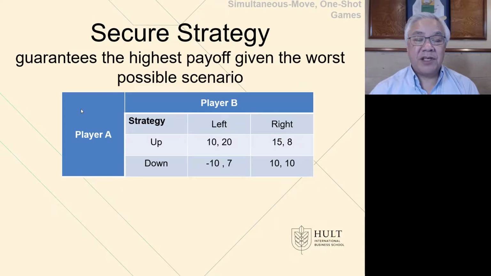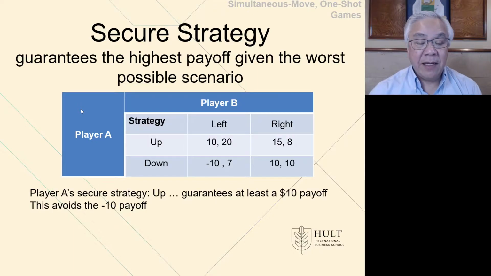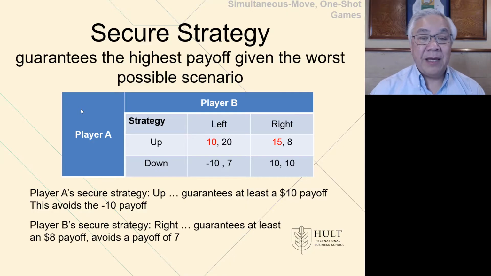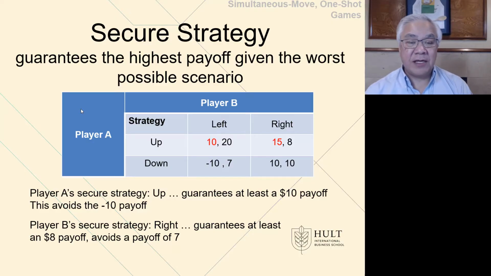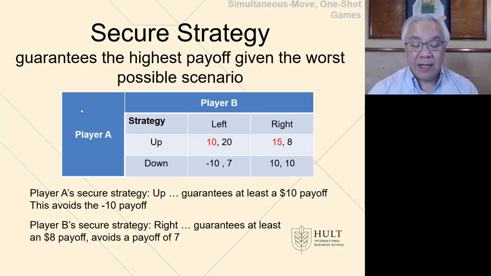Then there's the idea of a secure strategy. This guarantees the highest payoff given the worst possible scenarios. Here, player A has a secure strategy, up. So it guarantees at least a 10 payoff and avoids a negative 10 payoff. So this is a safe strategy for A. So how about B? Well, B also has a secure strategy where by choosing right, they guarantee at least an 8 payoff and they avoid the lowest payoff of 7. So if B chooses right, they guard against a bad outcome.